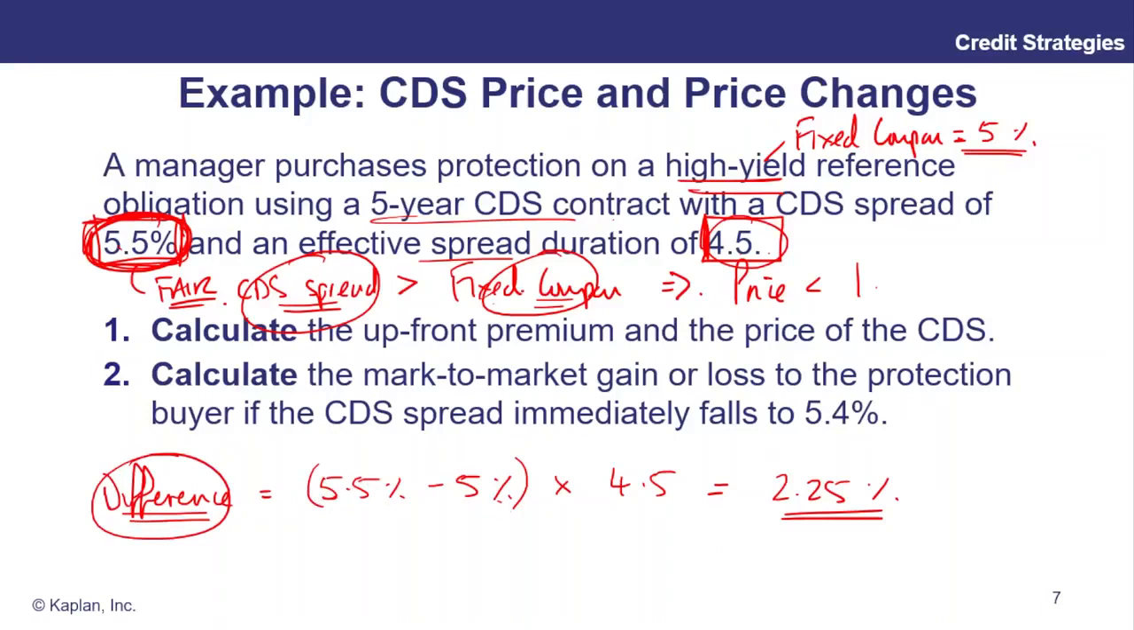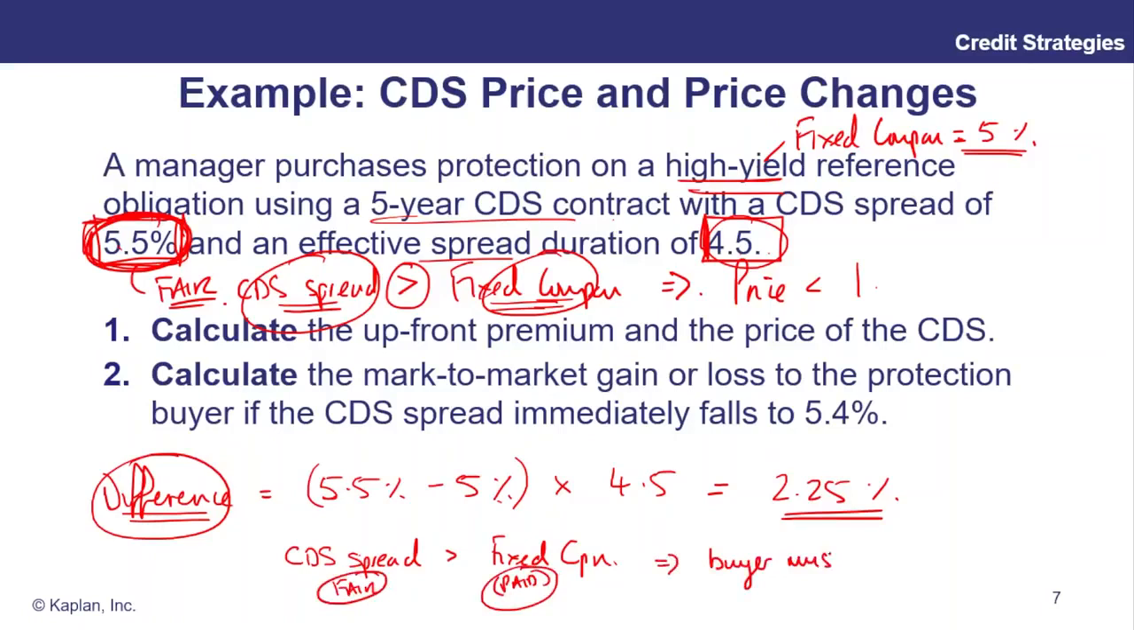Okay, what's being paid is less than what's fair. So, I'll just reiterate that. The CDS spread is greater than the fixed coupon. In other words, what is being paid is less than what's fair. And so the protection buyer must pay the seller. The protection buyer must make a payment to the protection seller, because they're not paying enough through the fixed coupon. And similarly, you can say we're going to adjust our percent of par price, essentially, by 2.25%.